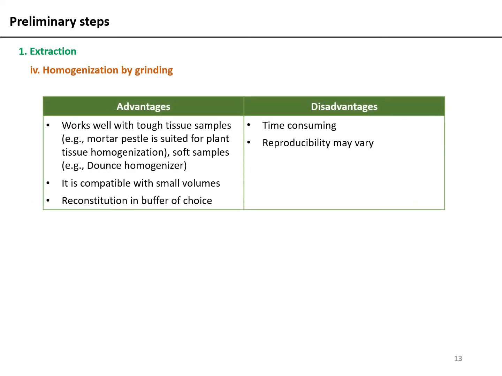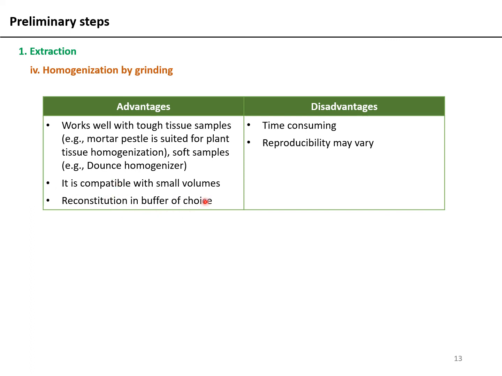So coming to the advantages and disadvantages. The advantages of homogenization by grinding include the fact that it works well with tough tissue samples like plant tissue samples, whereby you can use a mortar and pestle, as well as with soft samples where you can use a Dounce homogenizer. So it can be used with both kinds of samples, both tough and soft, where you have different kinds of grinding techniques or grinding equipment available to help regulate the amount of pressure or force that you're applying on your sample.